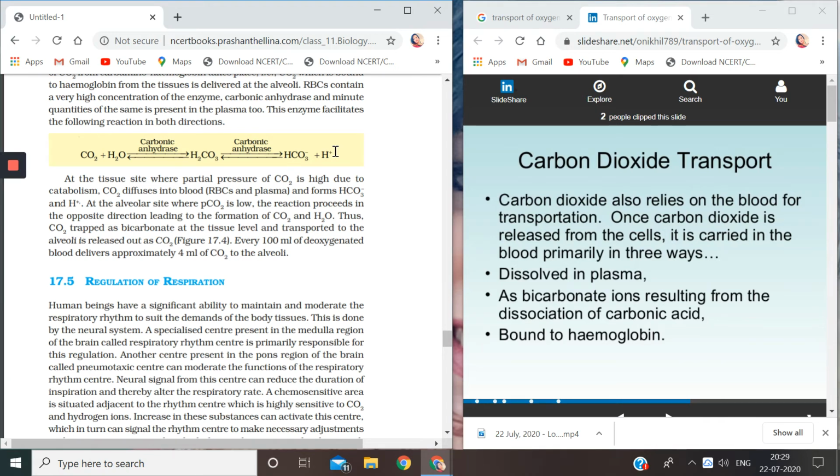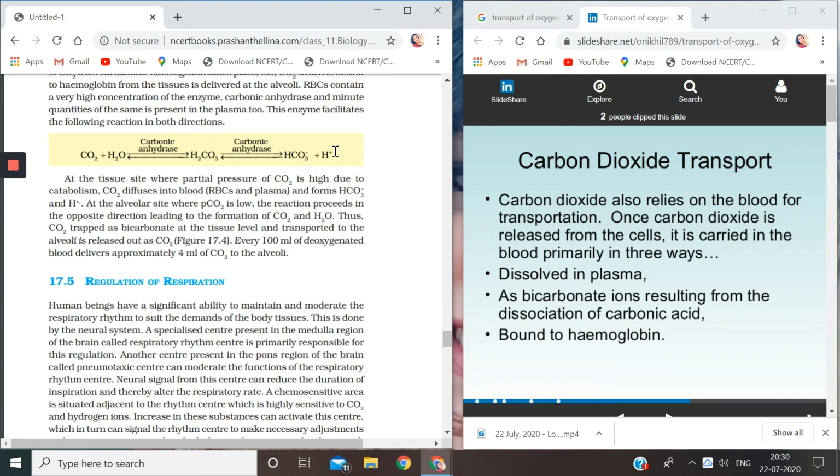And as we have seen earlier, if the hydrogen ion concentration increases, the value of pH decreases, and the lower the value of pH, the more acidic the blood will be, and hence it will reduce the affinity of oxygen with the hemoglobin and increase the dissociation of oxygen from the hemoglobin, right? This was what we were doing when we started this video. I hope you have understood.